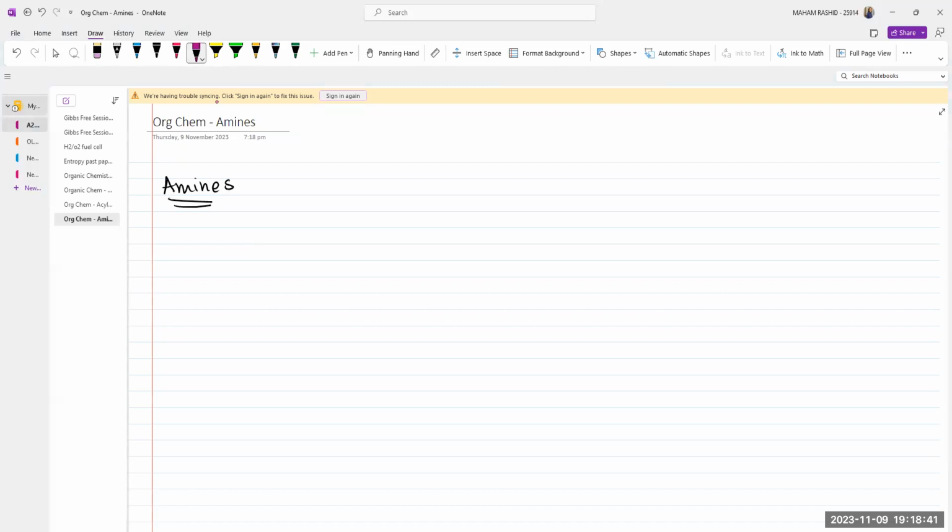So amines में functional group is your NH2, right? Let's just do a little introduction sort of a thing. ये R group है, which can be any hydrocarbon. Could be a methyl group, ethyl, कुछ भी, ठीक है?